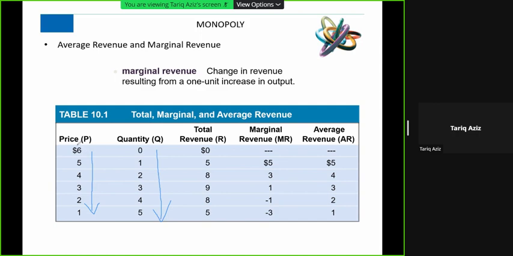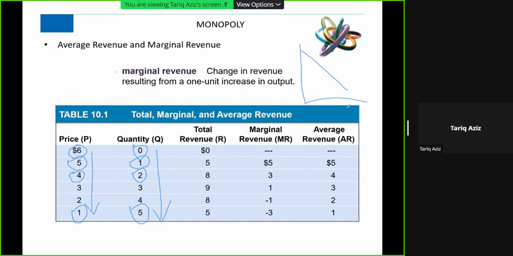For example, when the price was 6, the quantity demanded was 0. But when prices were reduced to $5, the quantity sold was 1. When price became 4, quantity became 2. And at the end, when price was fixed at $1, the firm was able to sell 5 units of that product. So that is why the demand curve in case of monopoly will be downward sloping.